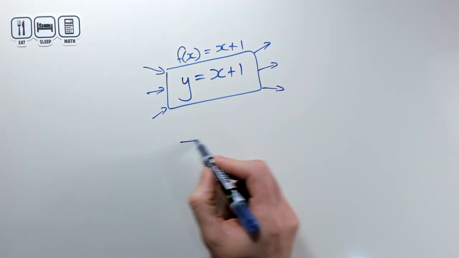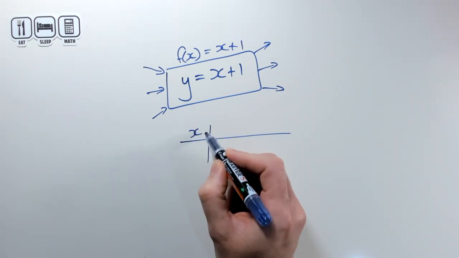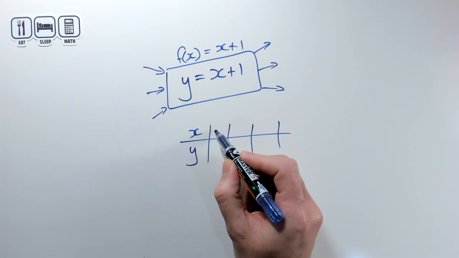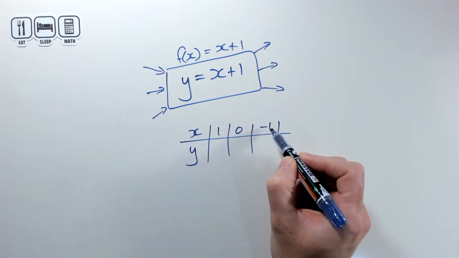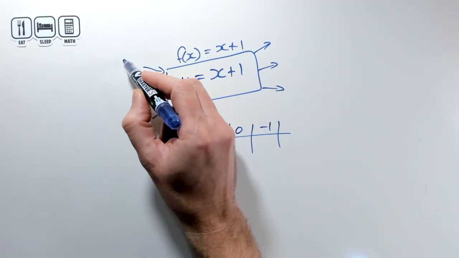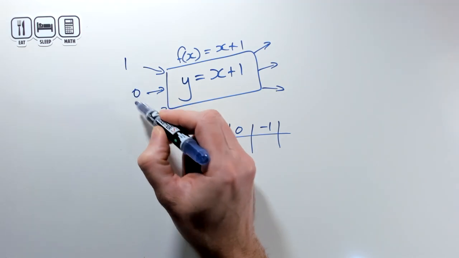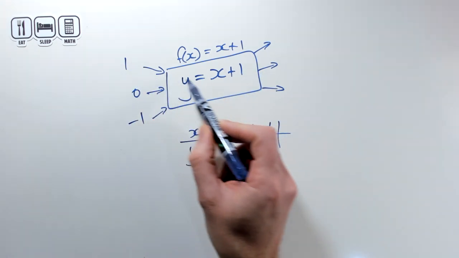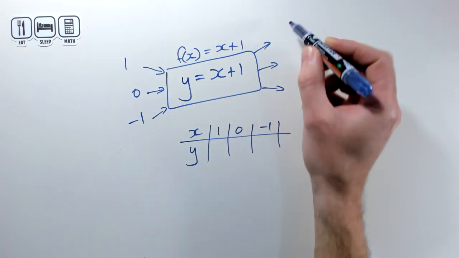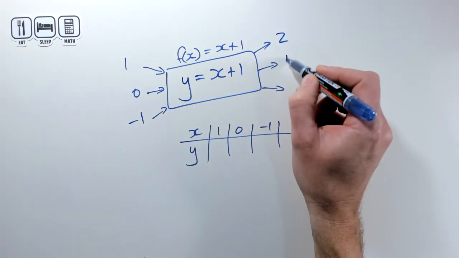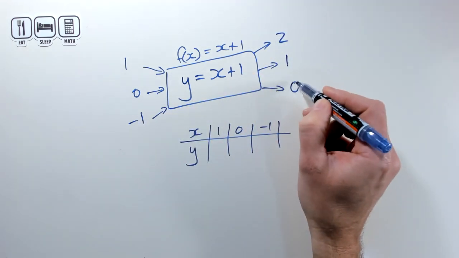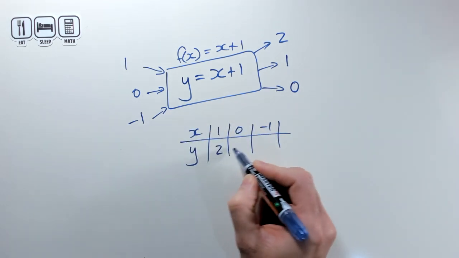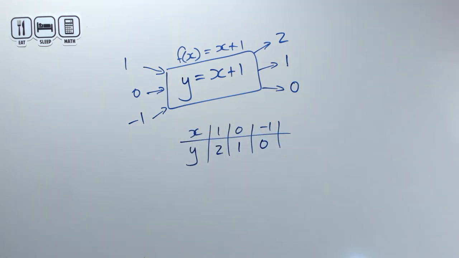And you could have done the table method, maybe choosing some values like 1, 0, -1, or for the spider diagram, you could have done 1, 0, -1, and you would input that into this function. So 1 plus 1 is 2, and that would have been 1, and that would have been 0. Or in the table method, it would have been the same thing.